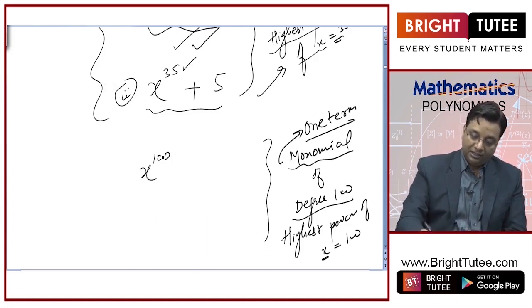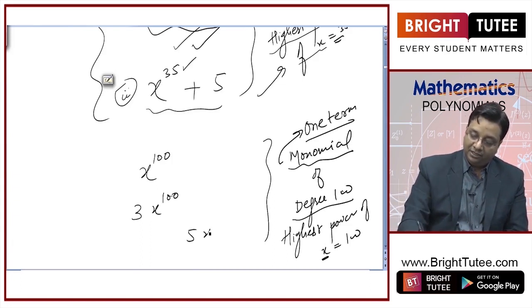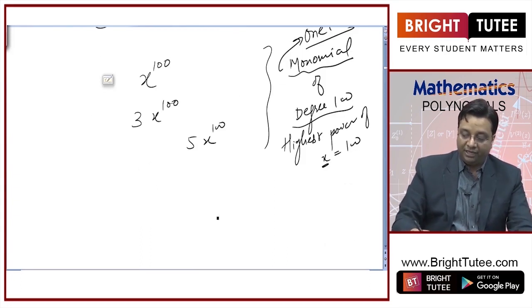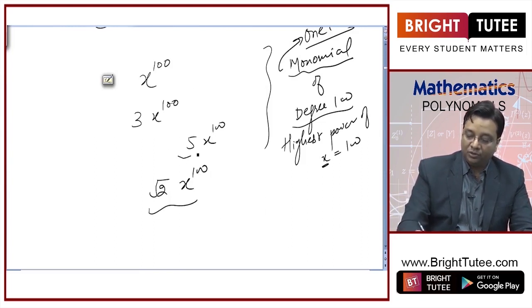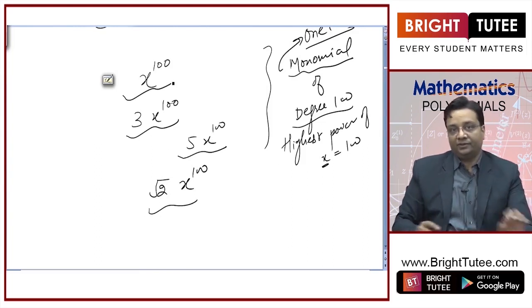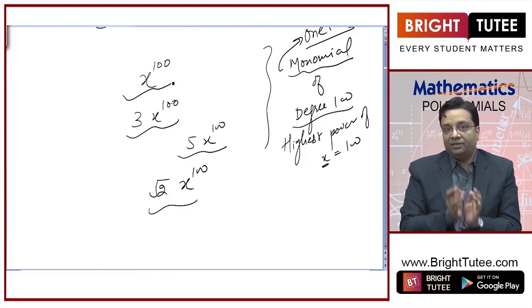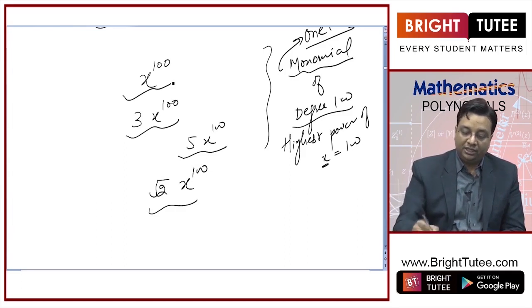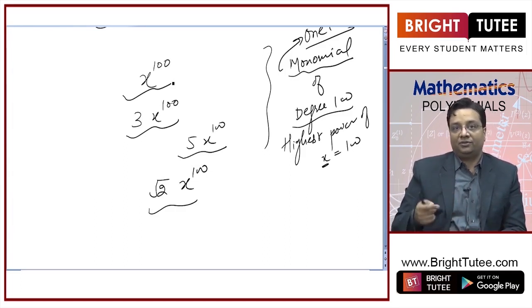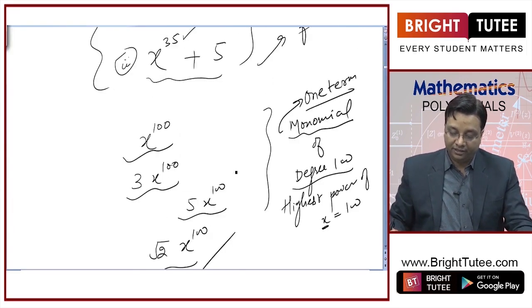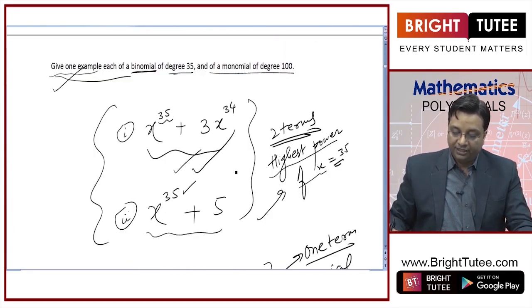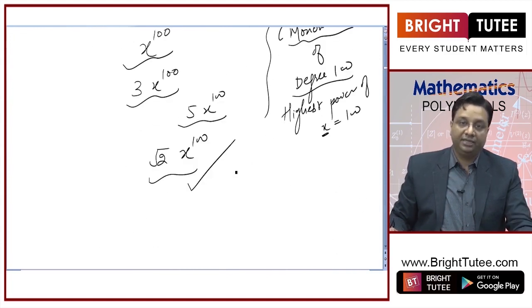So in this case, this is one of the examples, right? This is a monomial. Another example can be 3x raised to power 100, 5x raised to power 100, or for that matter root 2 into x raised to power 100. These all are monomials with only one term, right? A monomial is a polynomial with one term. So these are monomials, and what is the highest power of x? It is 100. So it is a monomial of degree 100, right? So I have given you enough examples. You can write whatever answer you want to write.